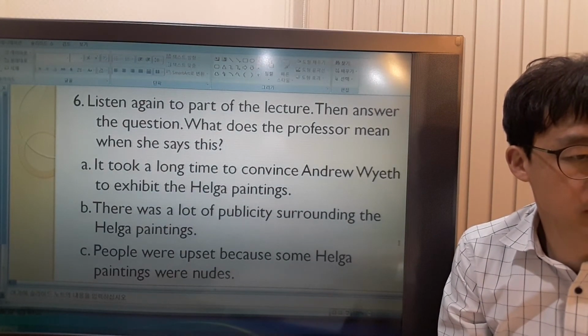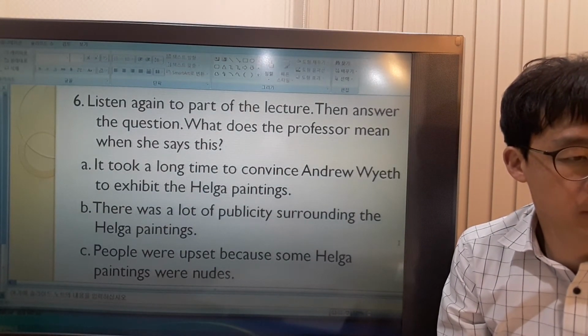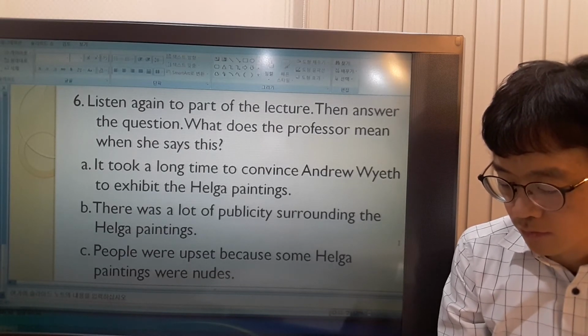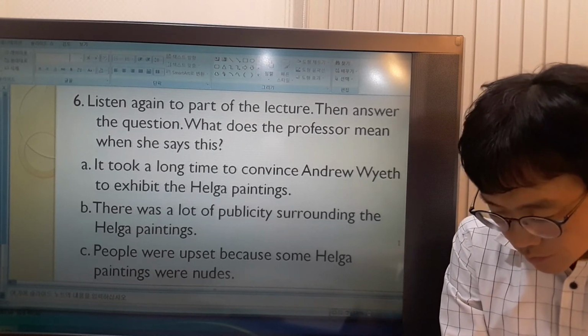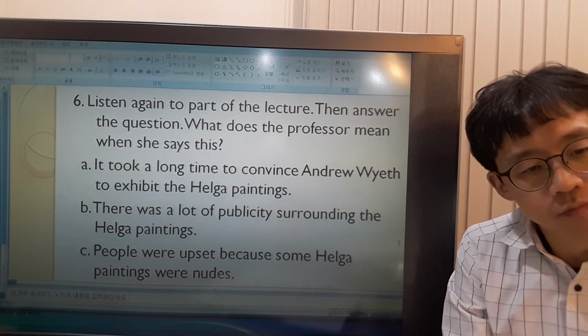Wyeth also painted some nudes as Helga's body itself became the landscape Wyeth was searching for. It was in 1985 that the entire Helga collection was first shown in public. It made quite a splash.